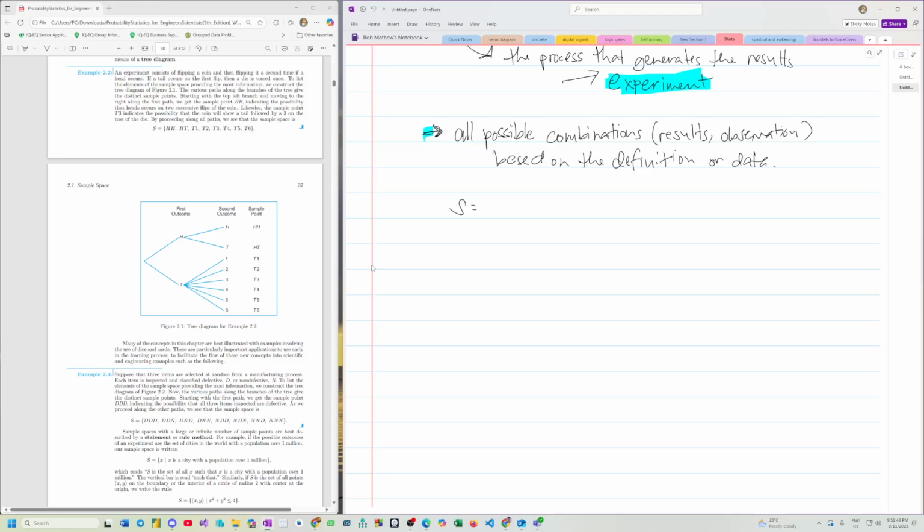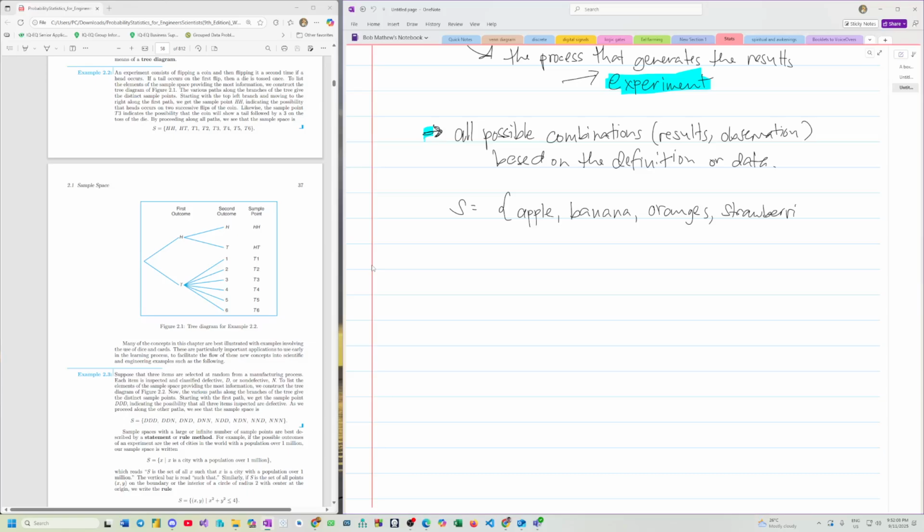So let's say, for example, we have a set, or a sample space, like this: apple, banana, oranges, and let's say strawberries.